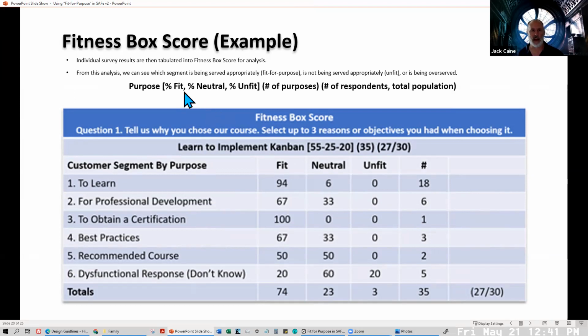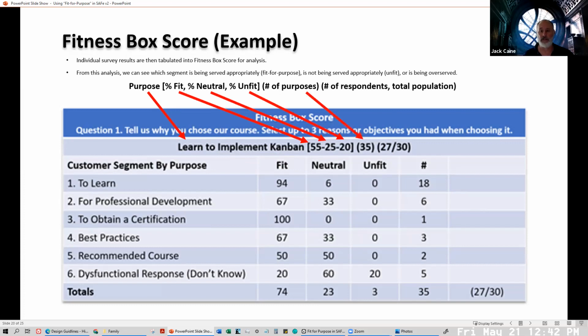And we have this little score. So this is how it works. The purpose: learn to implement Kanban. That's what we were asking. So let's say that this comes from Anderson's book. He queries his students as to why they came to the class, and was it fit for purpose, basically, and why. So the purpose, that's learn to implement Kanban. The percent fit, the neutral, and the unfit, that's that number right there.